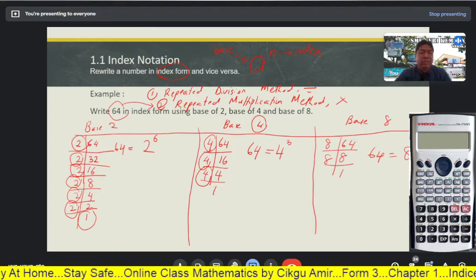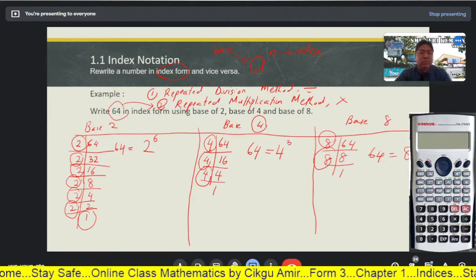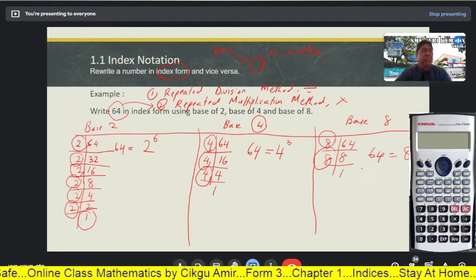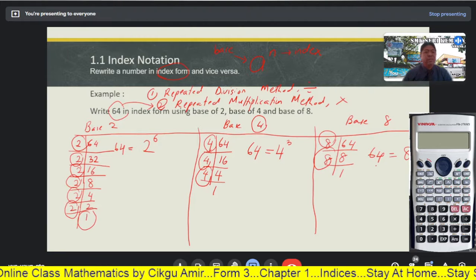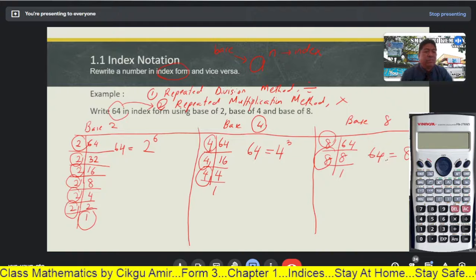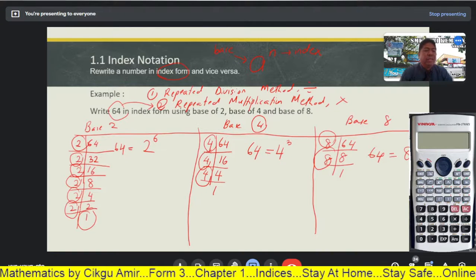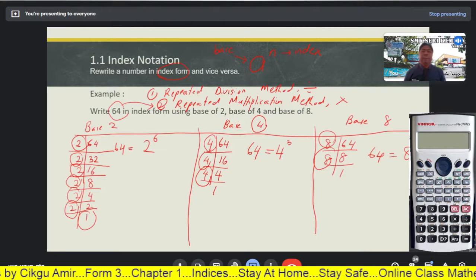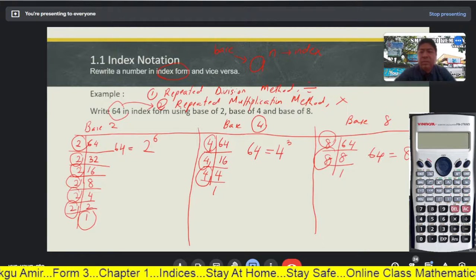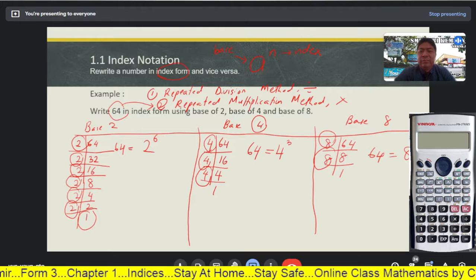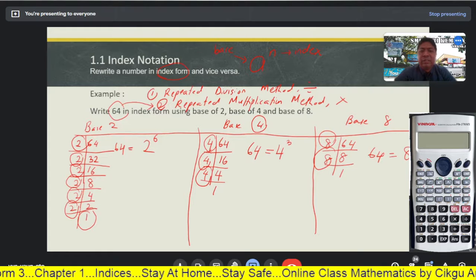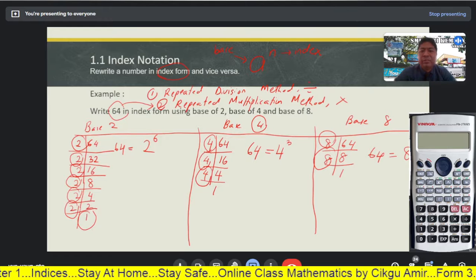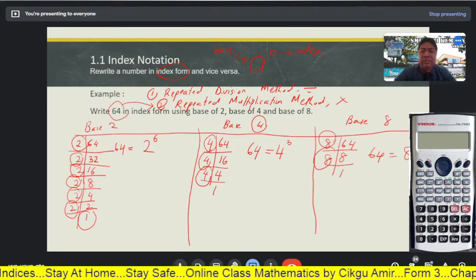How many times? 1, 2. So the value of the index is 2. We get the answer: 64 is equal to 8 to the power of 2. Finish. This is the first method, the repeat division method.